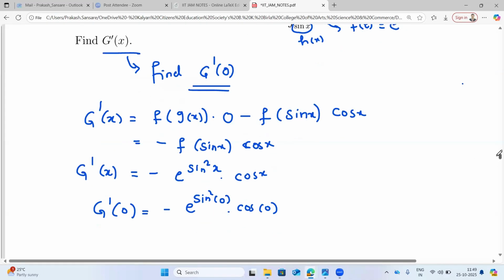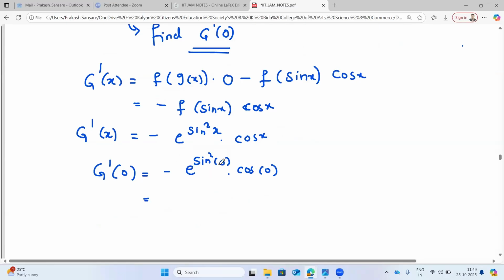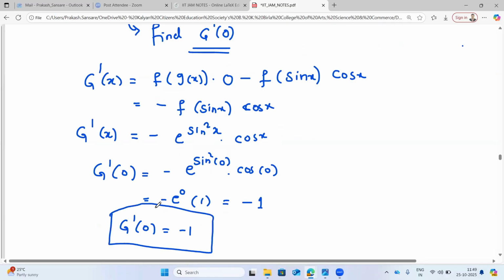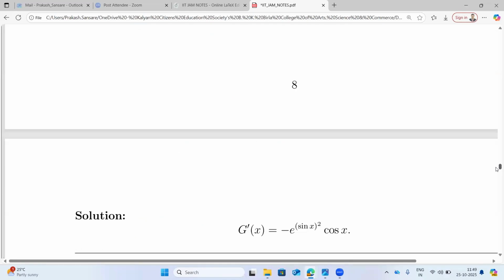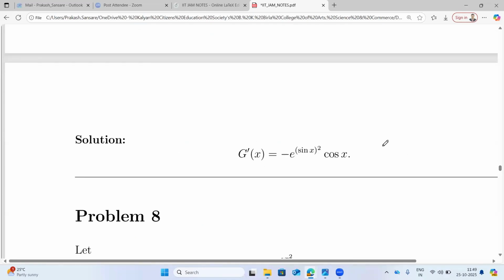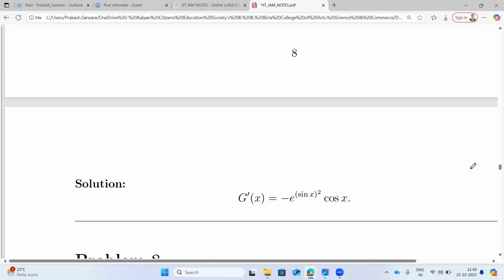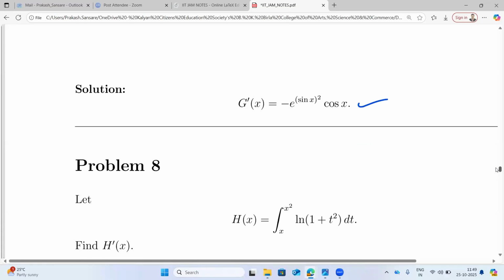What is sin 0? Sin 0 is 0. So you will have minus e power 0 and cos 0 is 1. And e power 0 is 1. So the final answer is minus 1. So g dash at 0 is basically minus 1. Okay. Maybe I have calculated g dash x, but from this you can easily get g dash 0.